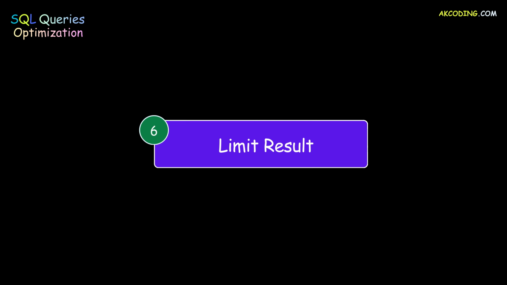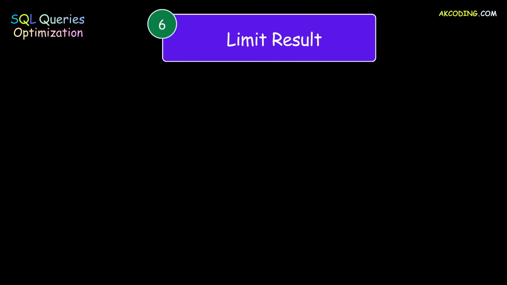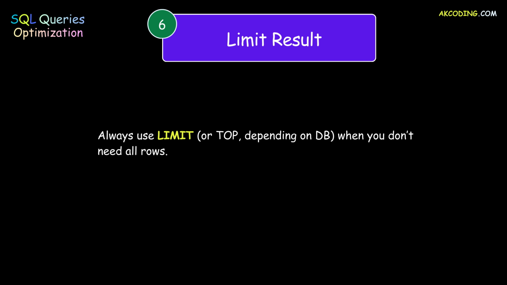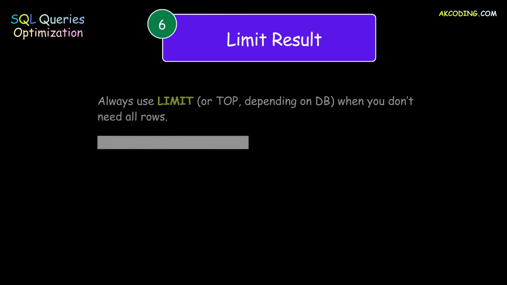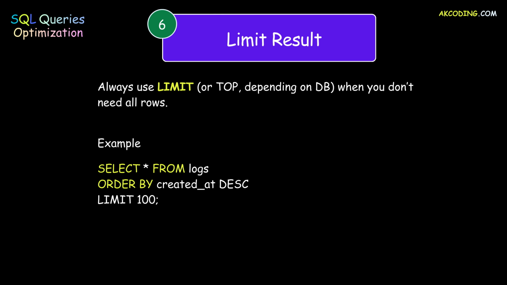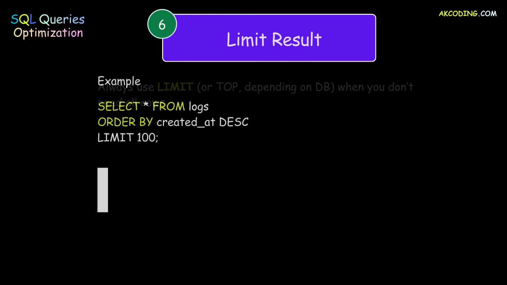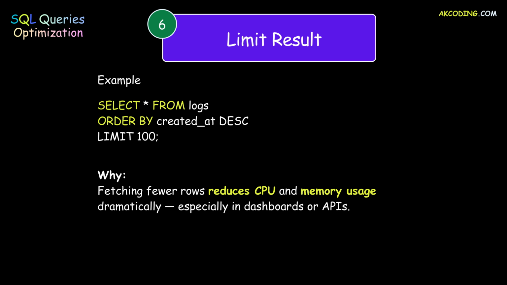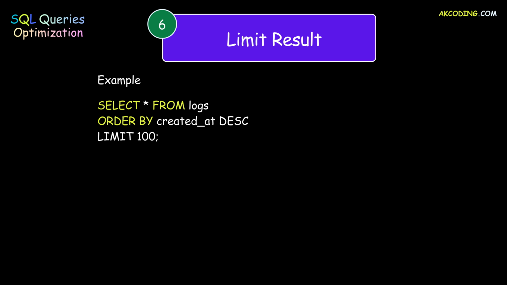Number 6. Limit result set early. Always use LIMIT or TOP depending on the DB when you don't need all rows. For example: SELECT * FROM logs ORDER BY created_at DESC LIMIT 100. Why? Fetching fewer rows reduces CPU and memory usage dramatically, especially in dashboards or APIs.